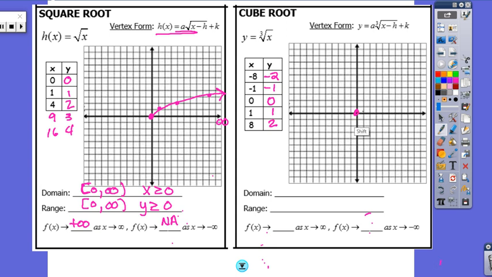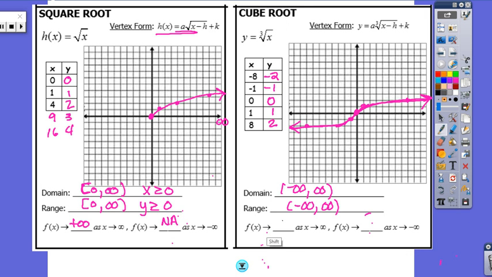And so we're going to go from our (0, 0), we're going to go left 8, down 2, left 1, down 1, right 1, up 1, and then (8, 2). And so our cube root function is going to look like this. You can see that it's continuously increasing. It's an increasing function the entire width. Our domain and range, there's no restriction, so they're both all reals.